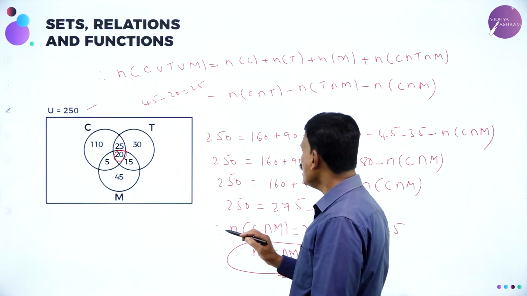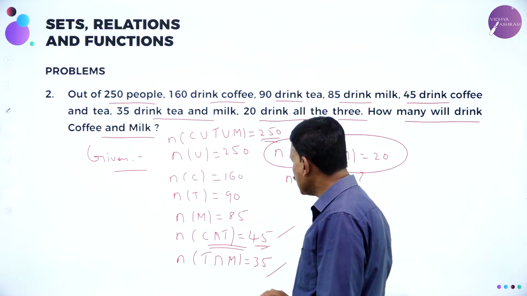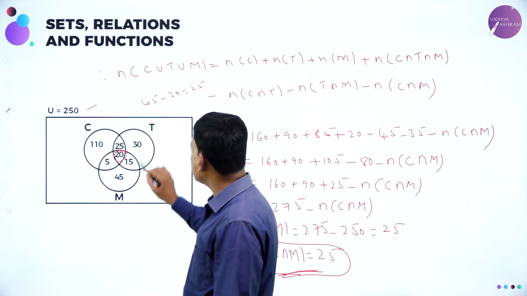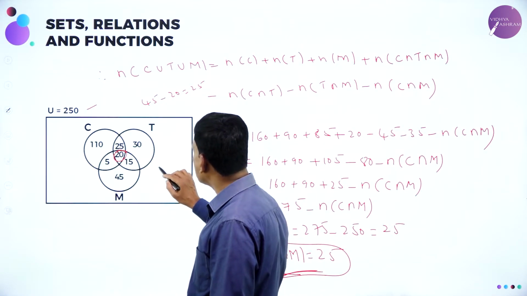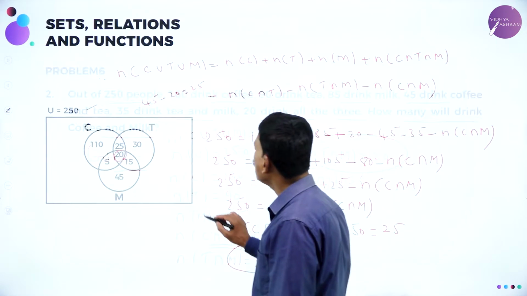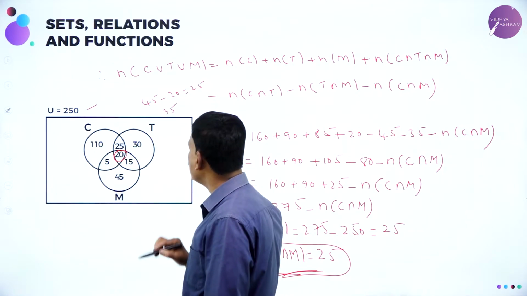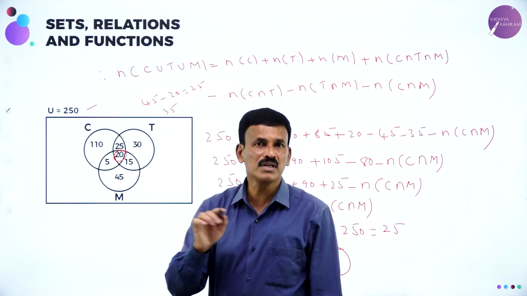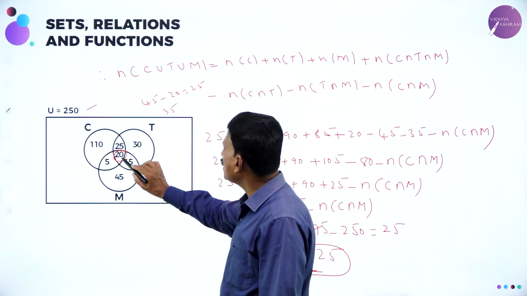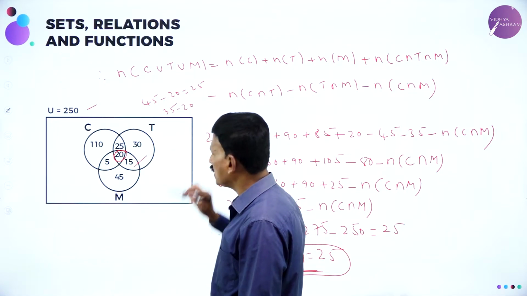Similarly, let us come to the next one. That is number of people who will take tea and milk. The number of people who will take tea and milk is 35. So already we have 35, tea and milk. Already 20 is common. 35 minus 20 is equal to 15.